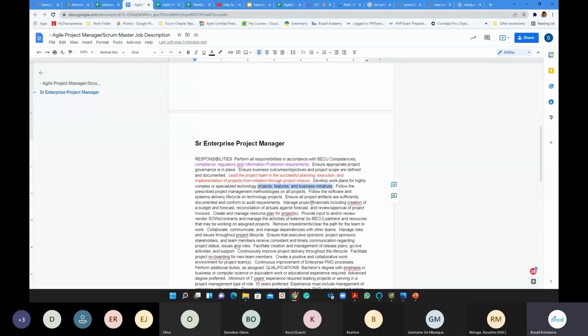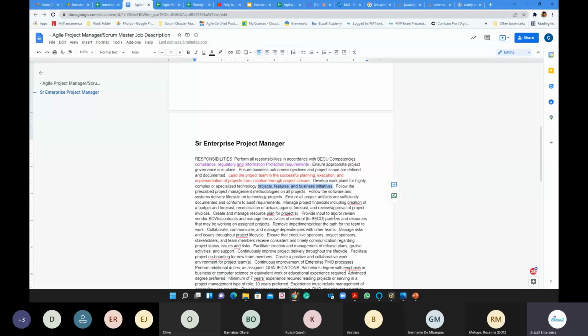Now, manage project financials, including creation of a budget and forecast, right? I already showed you the budget, the reconciliation of actuals against forecast, and review and approval of the project invoice. Create and manage resource plan for project. This is just, you want to do the planning. Like when it comes to human resources, how do you plan it? When it comes to tools, how do you plan it? So you have to do that planning.